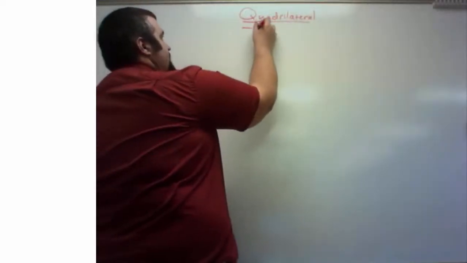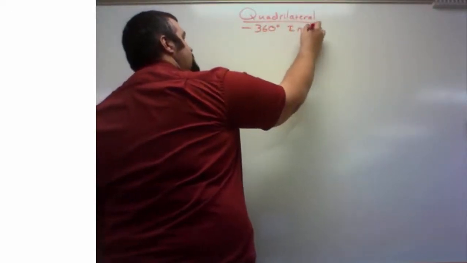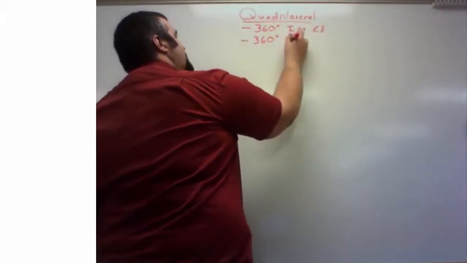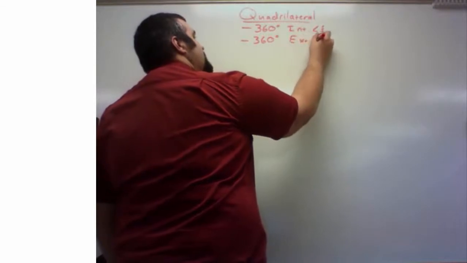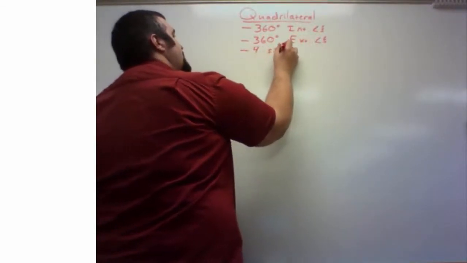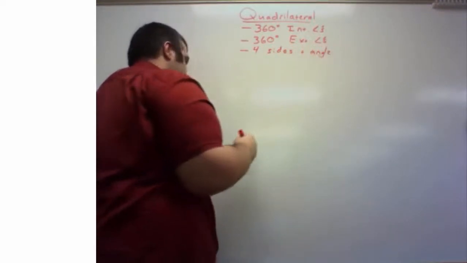But I'm going to list everything true that I know about a quadrilateral. Well, a quadrilateral has 360 for the sum of the interior angles. It also has 360 for the sum of the exterior angles. It has 4 sides and 4 angles. That's true about any quadrilateral.